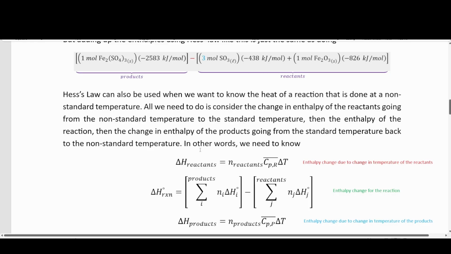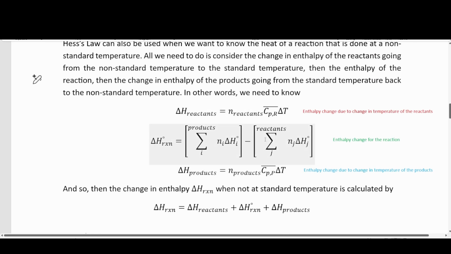All we need to do if we want to do this at a non-standard temperature is consider the change in enthalpy of the reactants going from the non-standard temperature to the standard temperature. Then the enthalpy of the reaction, then the change in enthalpy of the products going from the standard temperature back to the non-standard temperature. In other words, we need to know these three things.